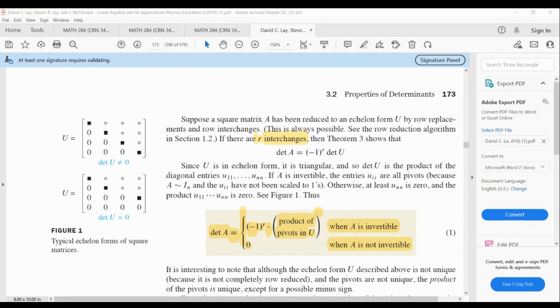How many think that's absolutely fascinating? The fact that we can compute a determinant this way using that formula. Yeah, I hear you, Mikhail. I hear you.